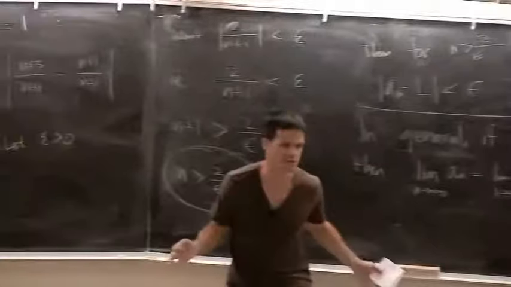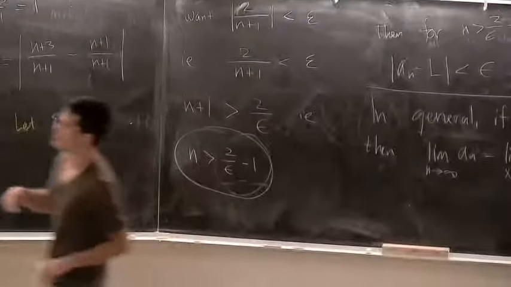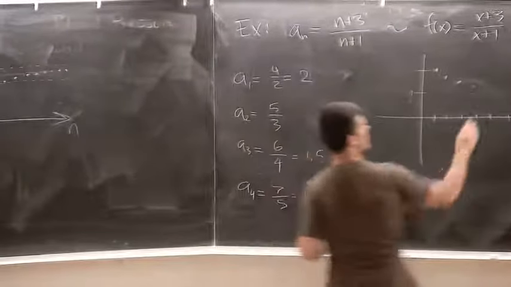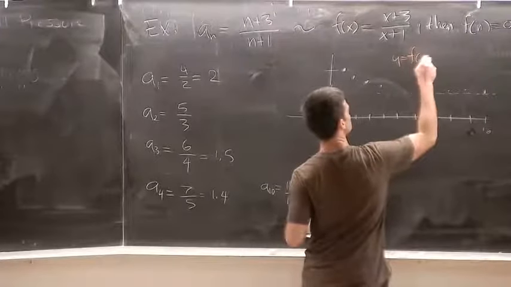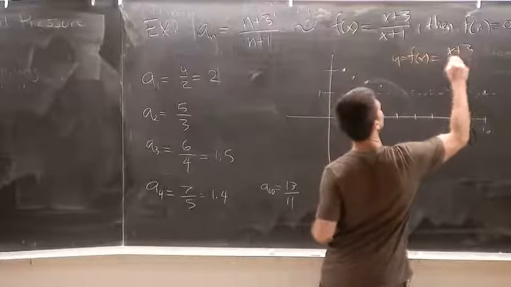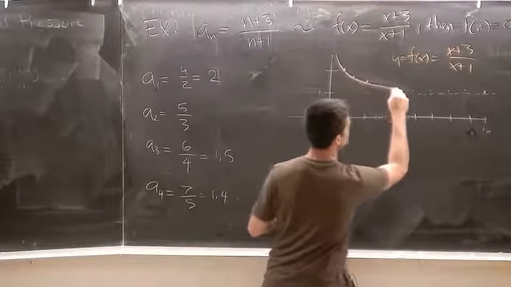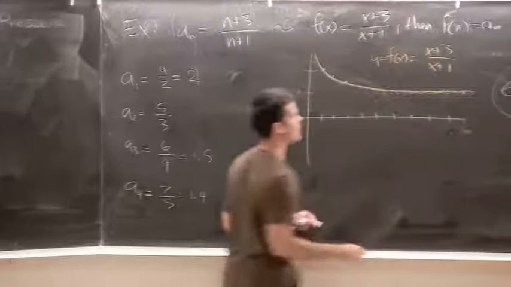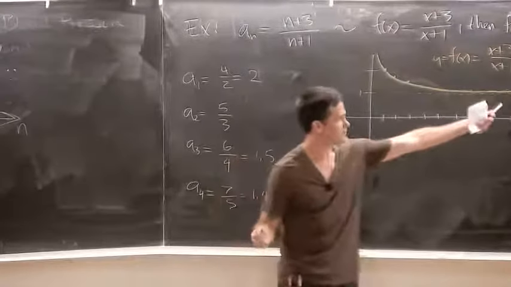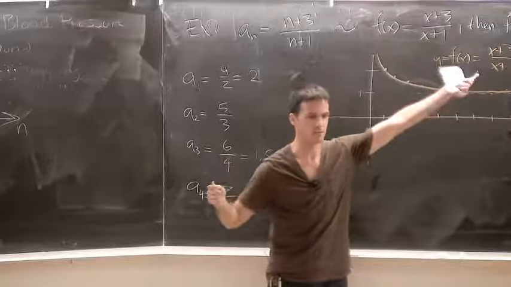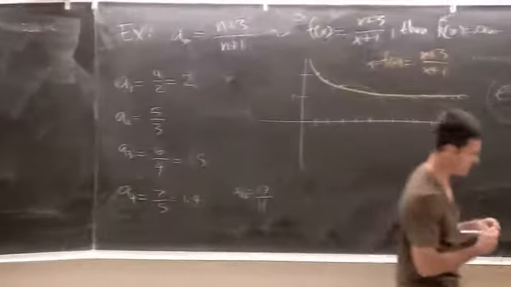It's the same thing. My point was, if we had just looked at the graph of y equals f of x equals (x plus 3) over (x plus 1), that graph would basically smoothly connect all those dots, and for the behavior at infinity, we could have just as easily been looking at the function as well. All right.